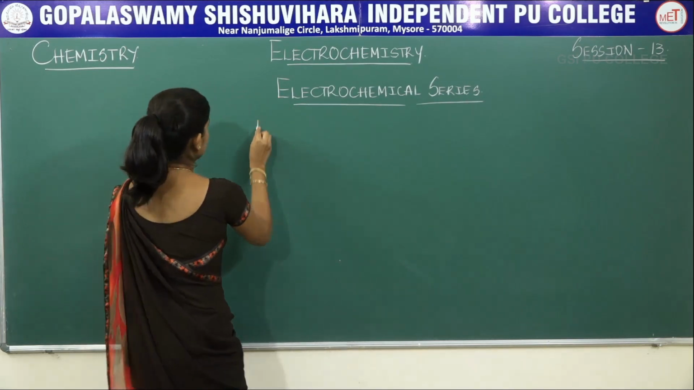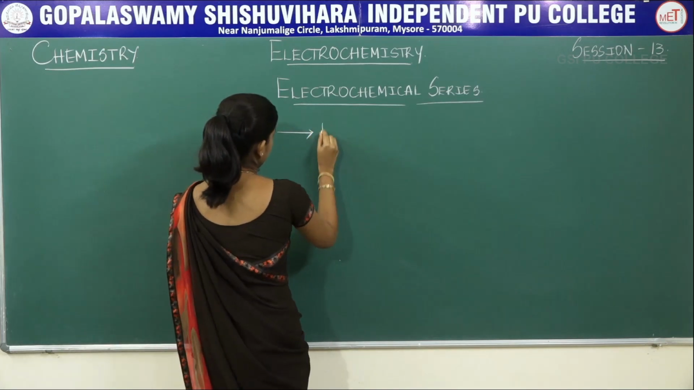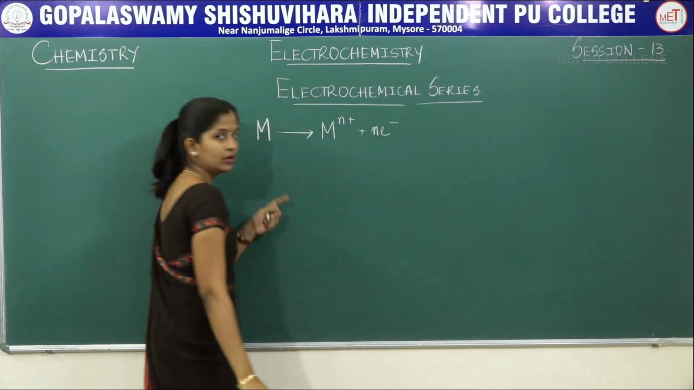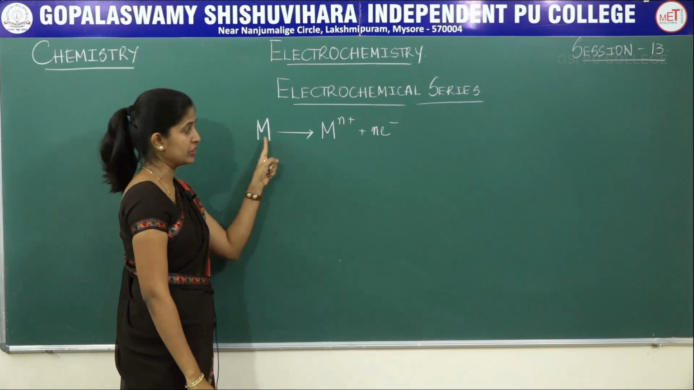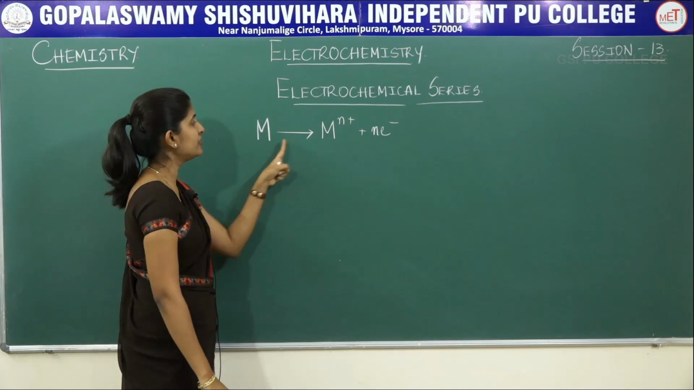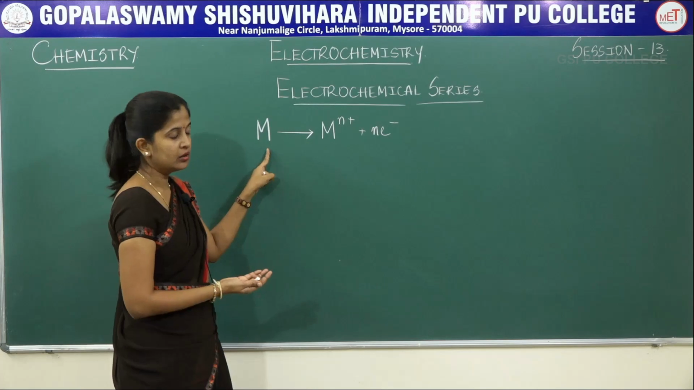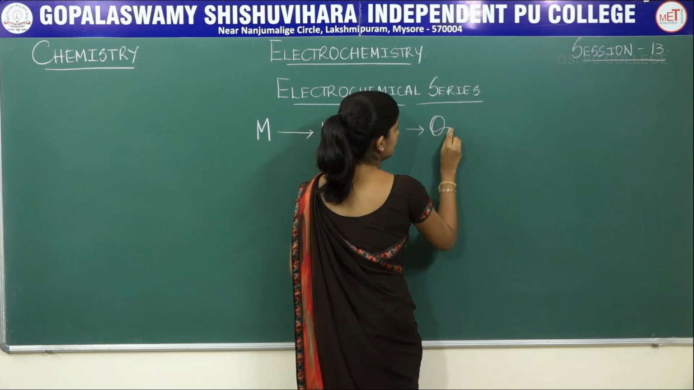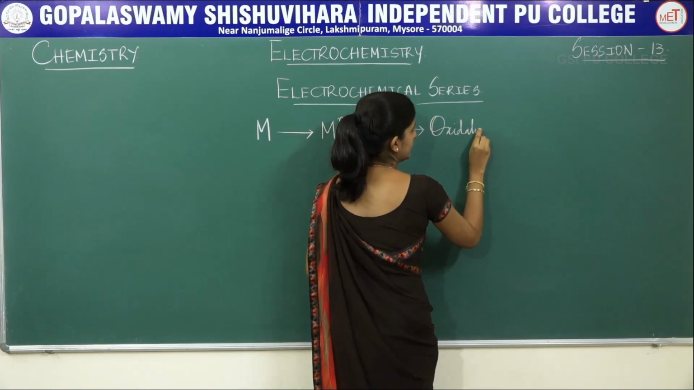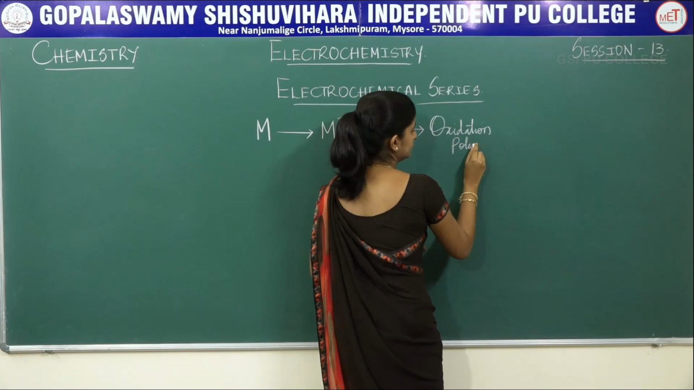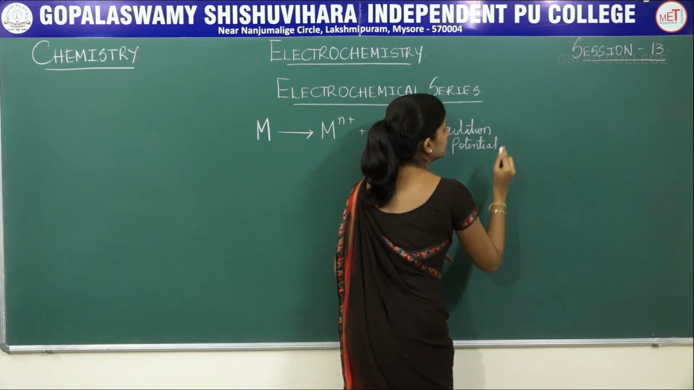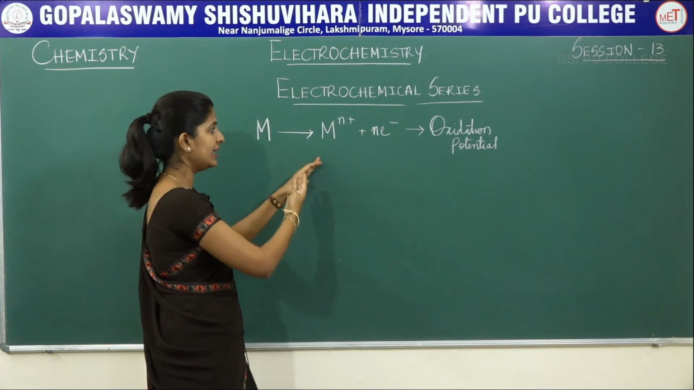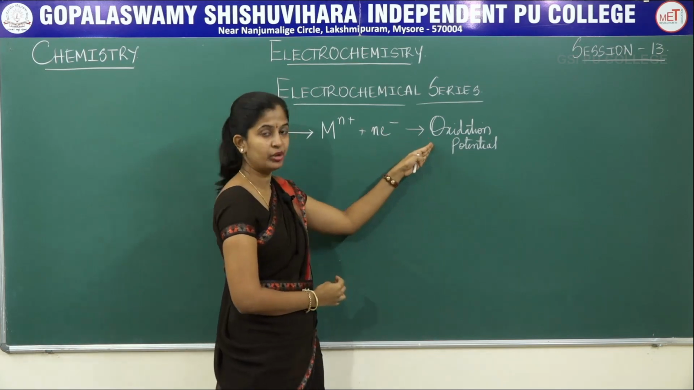Say for example, M gives Mn+ plus n electrons. So what is the reaction happening? It's oxidation, removal of electrons. If the metal loses its electrons, such a type of electrode potential is called oxidation potential. So if the metal loses electrons, an oxidation reaction is happening, and the potential developed at that electrode is called the oxidation potential.